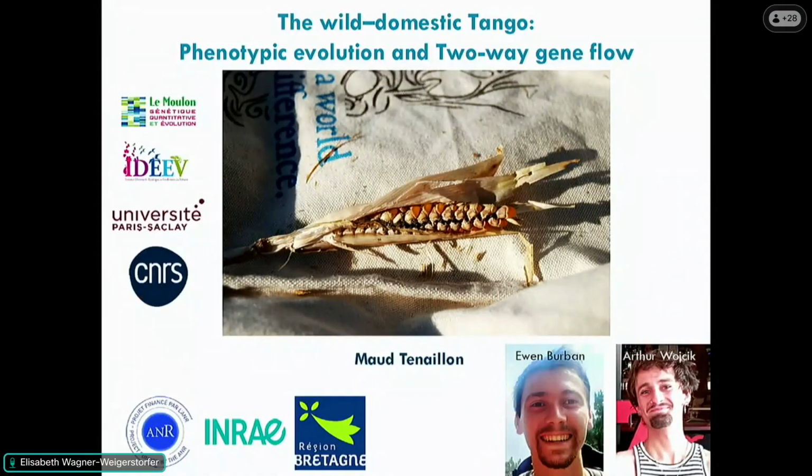And I took a picture here in Mexico some years ago. This picture illustrates an ear that has a phenotype that is a bit intermediate between a maize and a teosinte, so the direct ancestor of maize. And so just to illustrate that there is some gene flow between maize and teosinte.